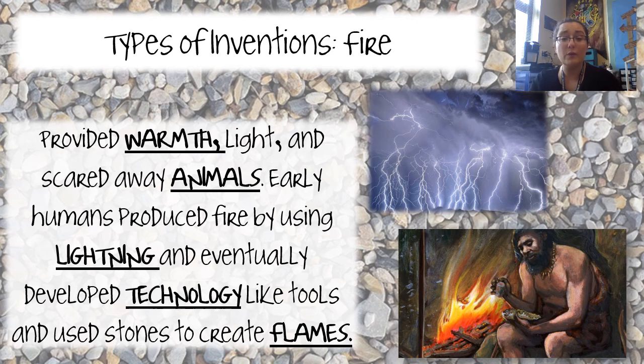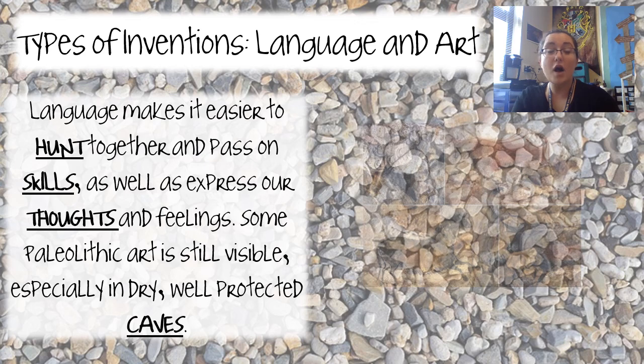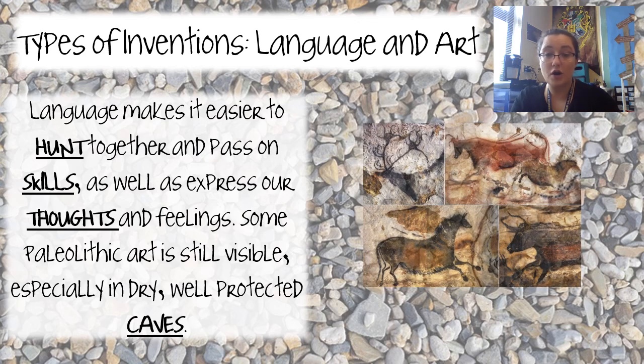Cooking food also makes it easier to digest, so you don't need as much. You don't have to work as hard to digest it. So it helped our brains get bigger because we were getting more nutrients and we were able to stay healthier out of our food. Now, we also adapted language and art.